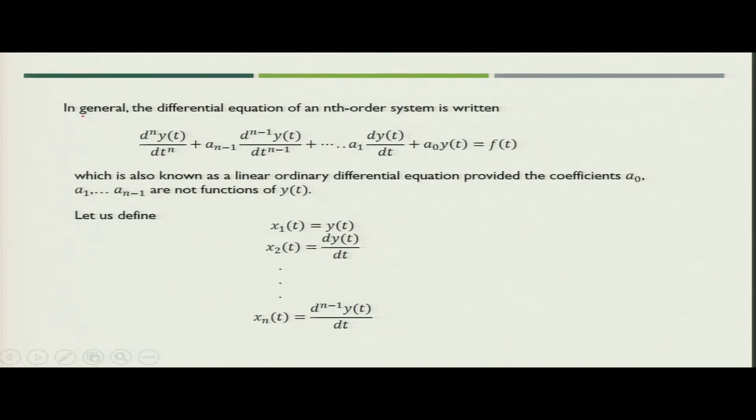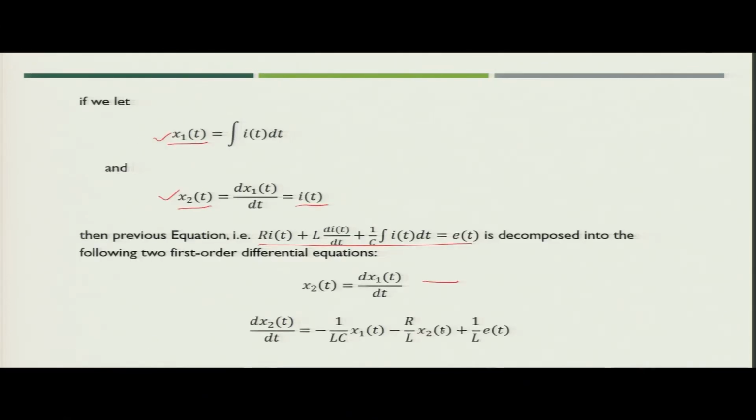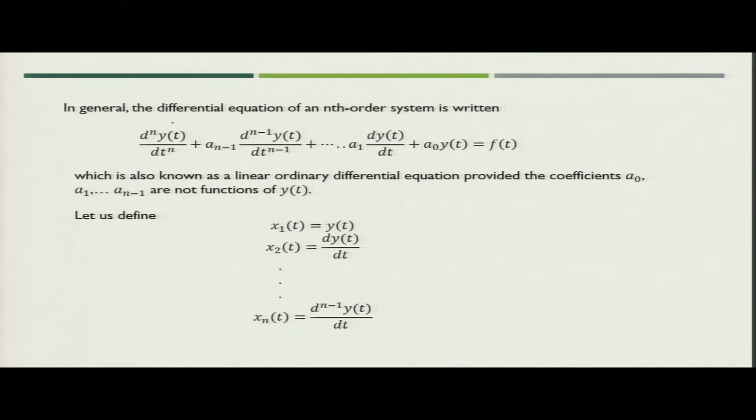So, if you see this particular equation, this is basically a first order equation where dx2/dt is written in terms of x1 and x2. In general, the concept which we just discussed can be extended to an nth order system. So, what we can write? d^n y/dt^n plus a_(n-1) d^(n-1) y/dt^(n-1) and so on, plus a_0 y(t) plus f(t) is the equation.